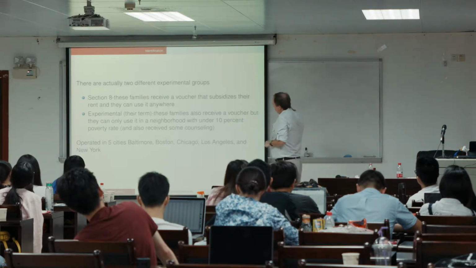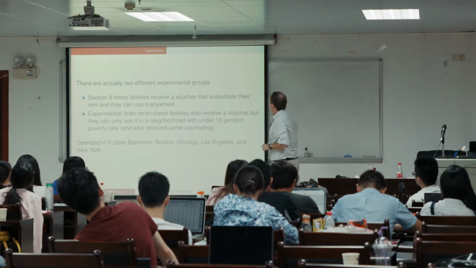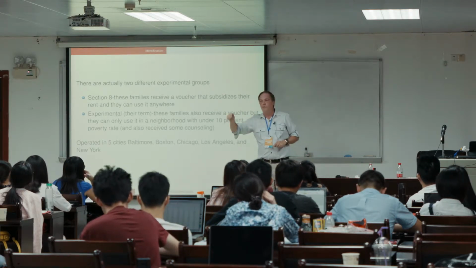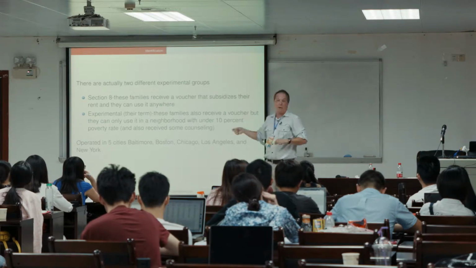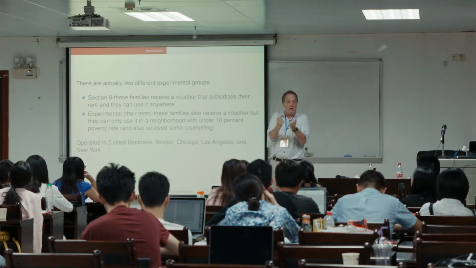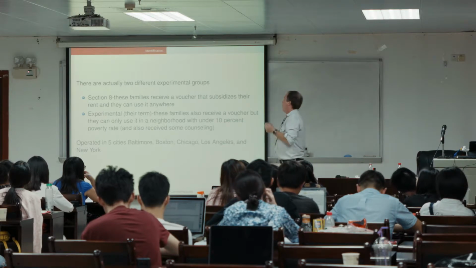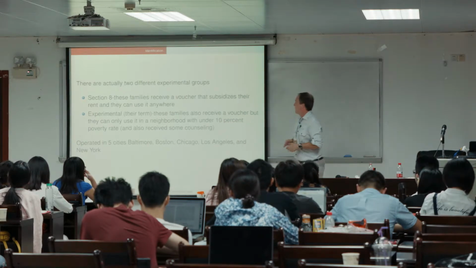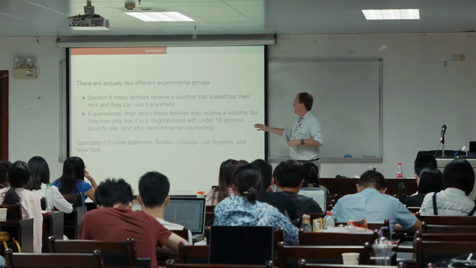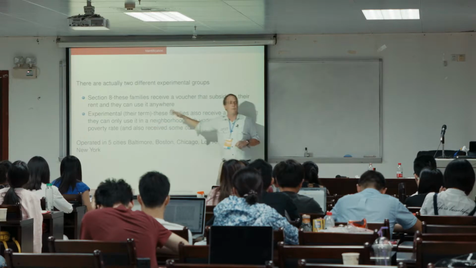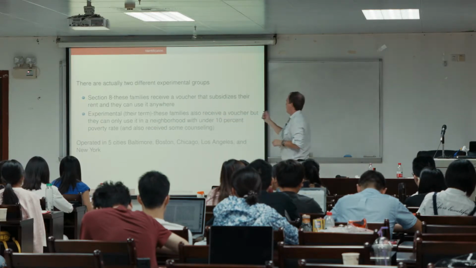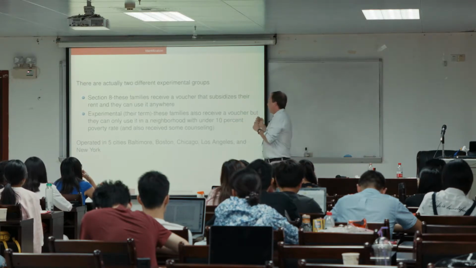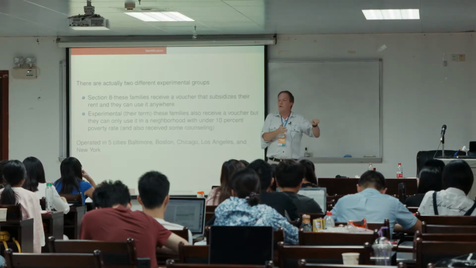The third group is the main group that we're going to care about here. They also received a voucher, okay, but with a stipulation. You have to move to a low-poverty area. So you could use this voucher to move wherever you wanted, as long as it was in a neighborhood that had under 10% of the people in poverty. Okay? And there was also some counseling involved as well, but we don't think that was all that important. So the main thing is these guys get a voucher, they can move. These guys get a voucher, they can move, but they have to move to a low-poverty neighborhood.